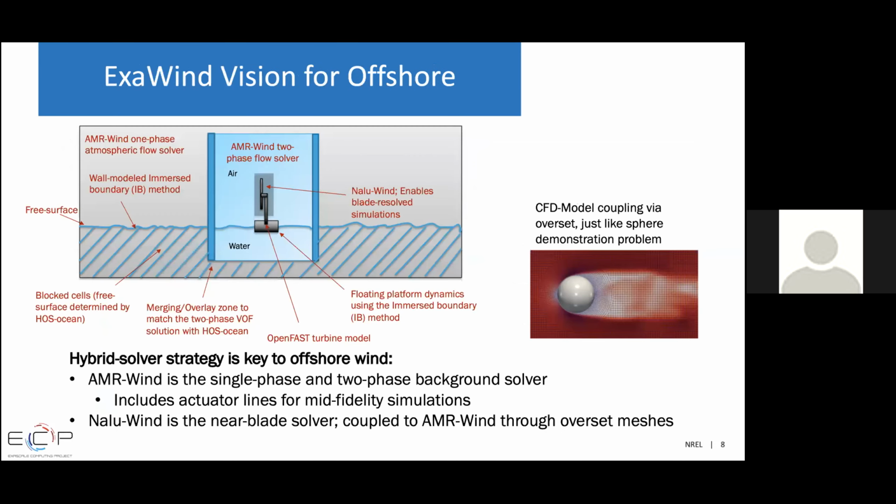So in the ExoWind vision that we have, and I was talking about this most of this talk, naluwind's going to be around the turbine, doing all the various complicated physics there in the unstructured mesh. And then AMR wind will do a 2-phase flow solve somewhat further off of the turbine with air and water. So AMR wind will also do water effects, and I'll show you some movies of that. We have capability for that. And then further along in this gray box, AMR wind will do a 1-phase solve.